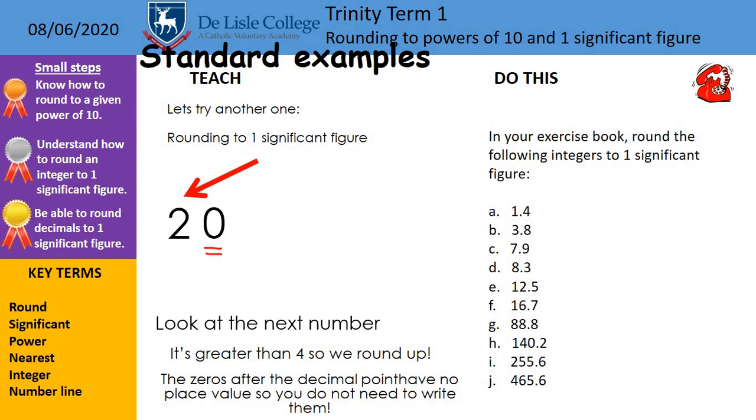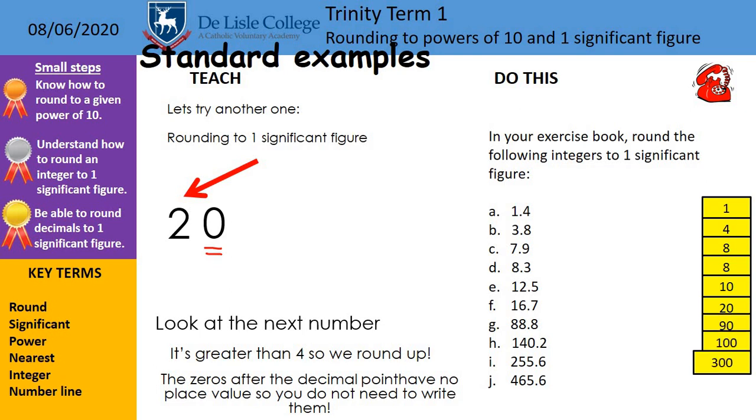Right, good. Please have a go at these questions on the right, round them to one significant figure. So again, for the first one, put 1.4 equals, and then to one significant figure. Please pause the video as you do this. Okay, good. So you should have 1, 4, 8, 8, 10, 20, 90, 100, 300, and 500.